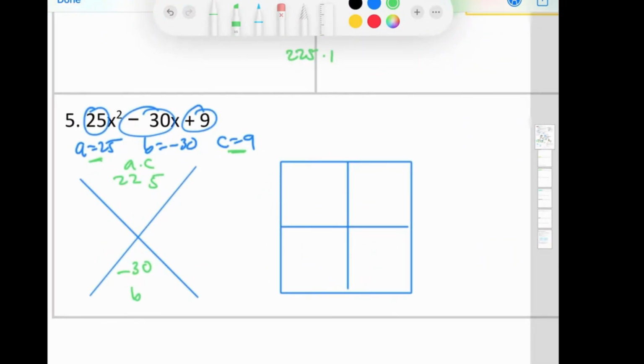Okay. How about, how many 25s in 225? So 4, 8, 9.